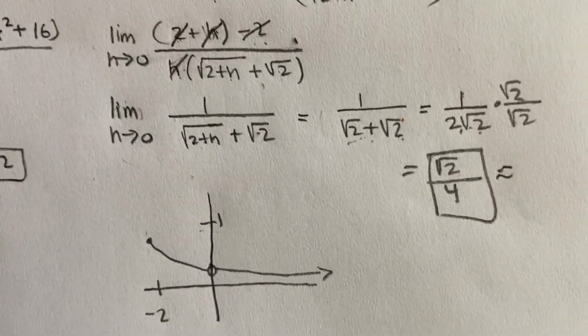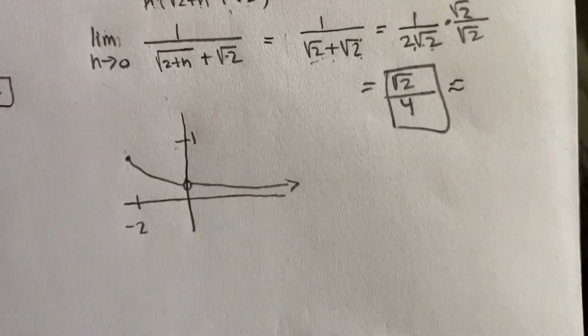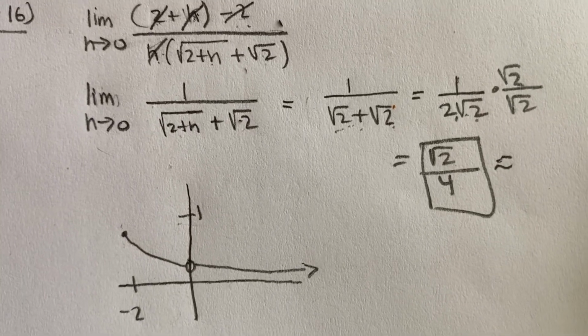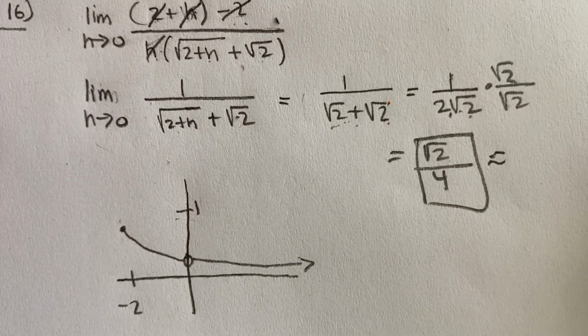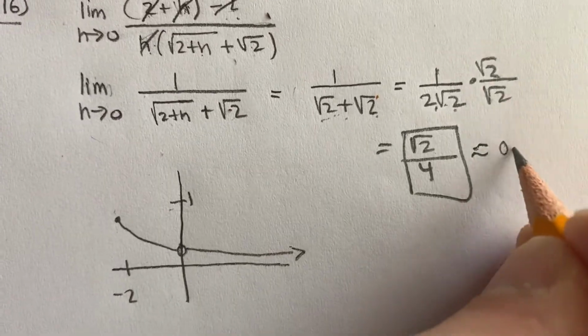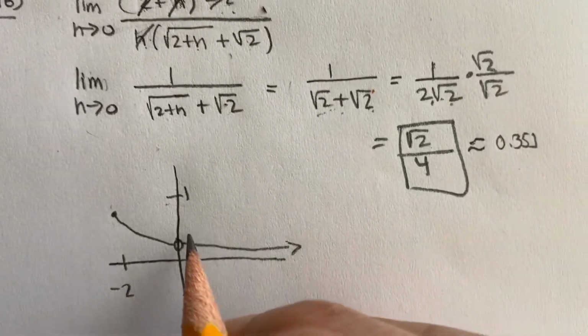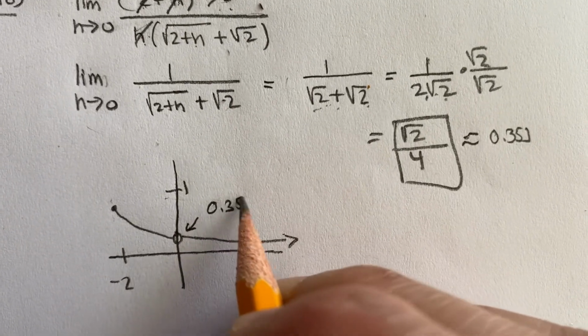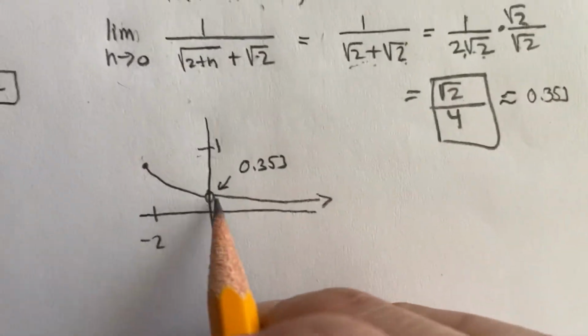Let me enter this on my calculator. Square root of 2 divided by 4, that's 0.35, okay, 0.35. So this value right here, if you look on the graph, this is approximately 0.353, okay? So again, this value is undefined.